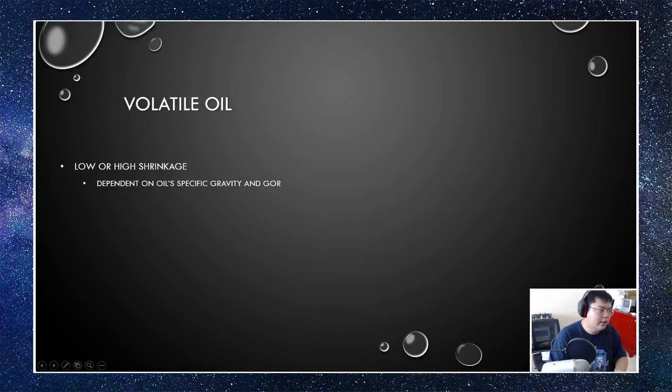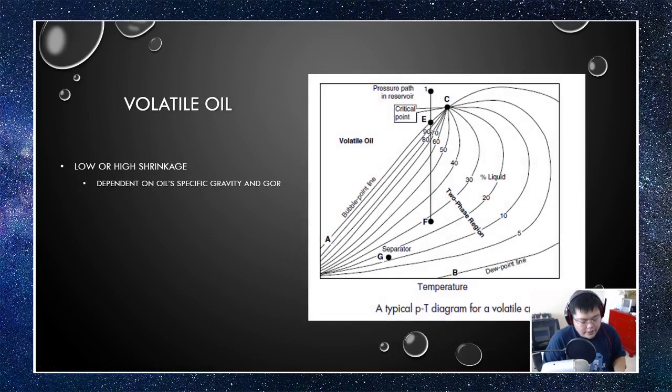Now, let's talk about volatile oil. Volatile oils are very similar to black oil. It is classified by either high shrinkage or low shrinkage. And those are dependent on another set of factors that we're not going to touch upon today. But low or high shrinkage volatile oil depends on the oil's specific gravity and the gas oil ratios. And I'm pretty sure you can determine low or high shrinkage.